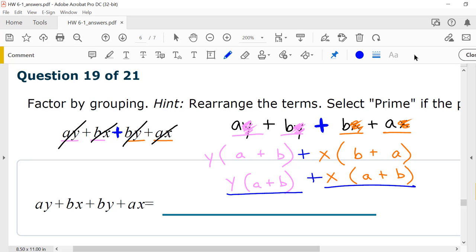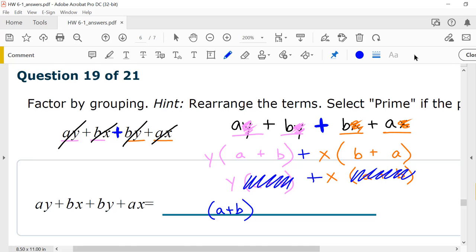Both of those two terms have an A plus B in common. So I'm going to pull out the A plus B. That's gone. That's gone. And I'm left with Y plus X.